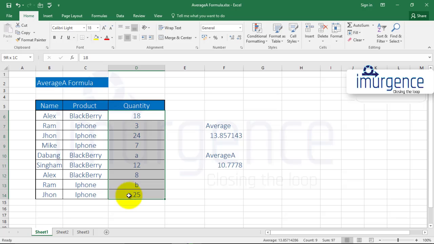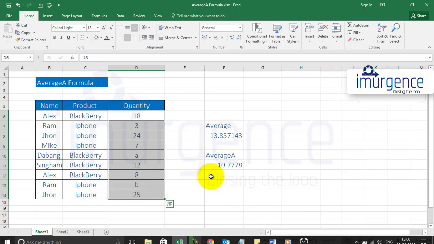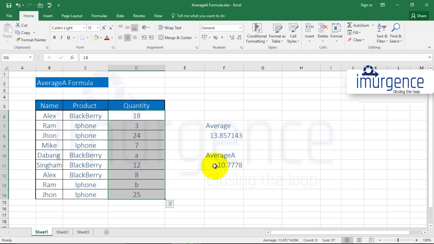So for example, for this range, the average is 13.85 using the AVERAGE formula. But with the AVERAGEA formula, the average comes to be 10.7778. Why? Because it is also including this A and B as part of the total number of cells used to divide the total. How is average calculated? The sum of this is calculated. The sum is 97.